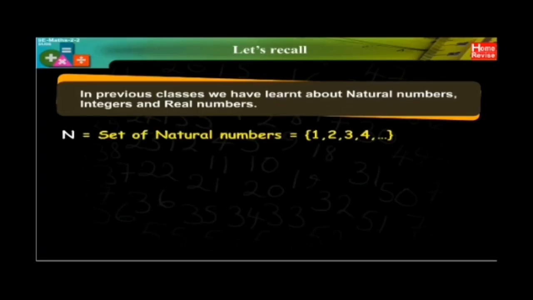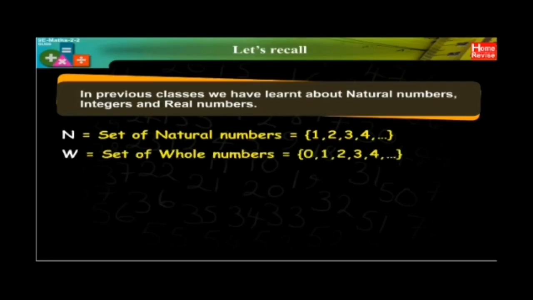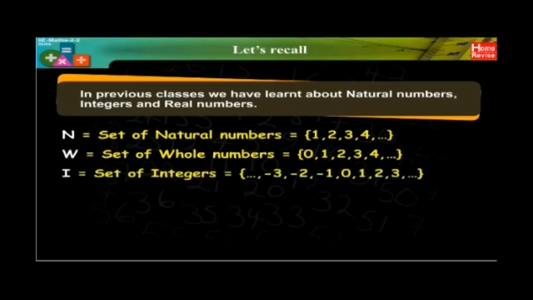N is the set of natural numbers, which include the elements 1, 2, 3, 4, and so on. W is the set of whole numbers, which is 0, 1, 2, 3, 4, and so on. Set I is the set of integers, which include positive numbers, negative numbers as well as 0.